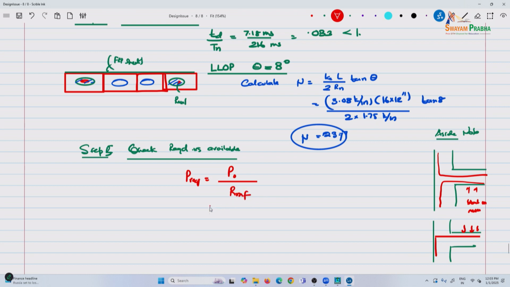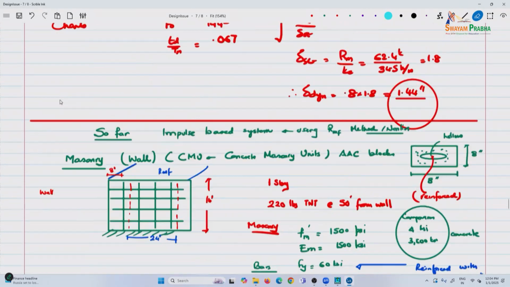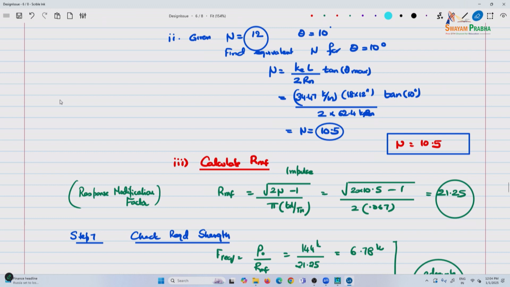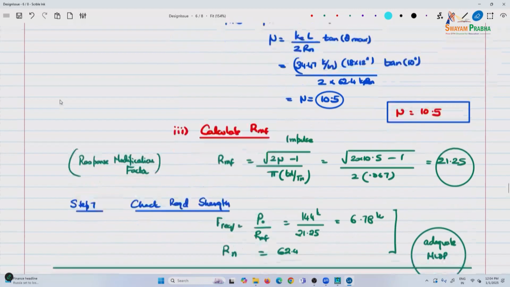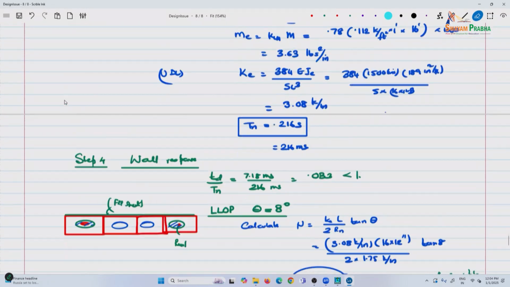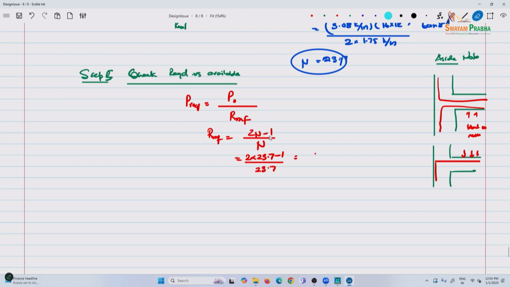So RMF is 2 mu minus 1 divided by mu. So this is 23.7 minus 1. If you see, this is interesting, right? Wait, let's see, can you calculate this again please? No, this is not 0.98. Impulsive loading. So we have the impulsive loading as pi TD by Tn, right? So this is impulsive loading, sorry. You're right. Thank you.